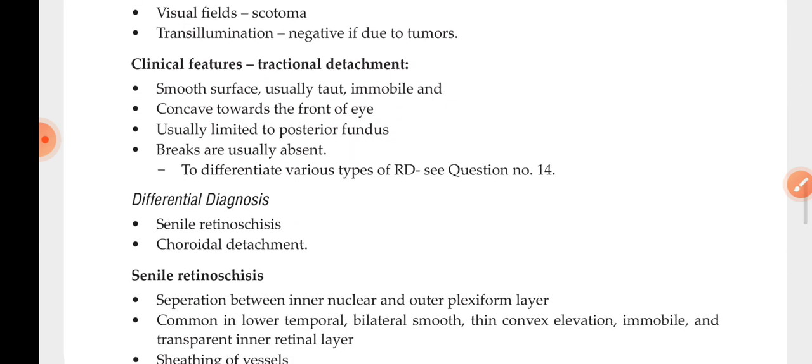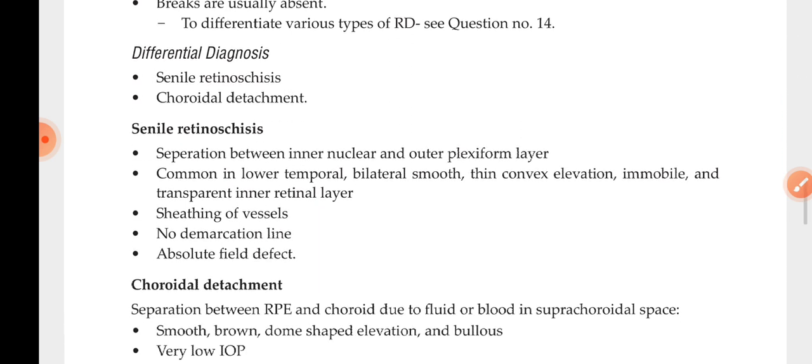Clinical features of tractional retinal detachment: smooth surface, usually taut and immobile, concave towards the front of the eye, usually limited to the posterior fundus. Breaks are usually absent. To differentiate various types of retinal detachment, we will see the differential diagnosis.